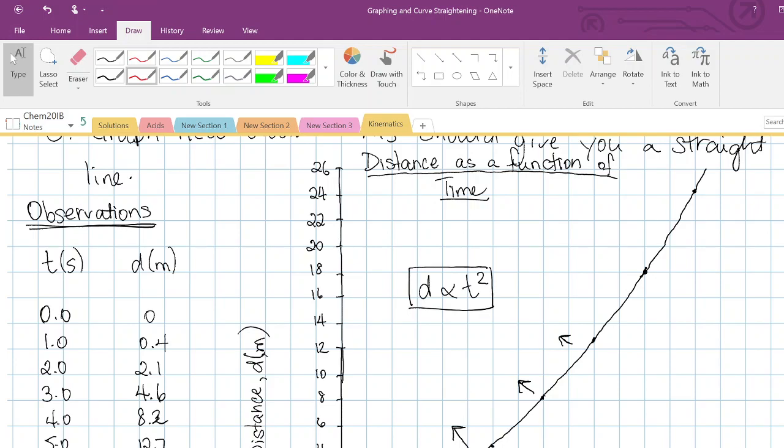We start our clock. At 1 second, we measure that our object is at 0.4 meters. At 2 seconds, it's at 2.1 meters. At 3 seconds, 4.6 meters. At 4 seconds, 8.2 meters. At 5 seconds, 12.7. At 6 seconds, 18.1. At 7, it's at 24.2. This object could be a ball at the top of a small ramp. You let go of the ball and watch every second how far the ball has descended down the ramp.